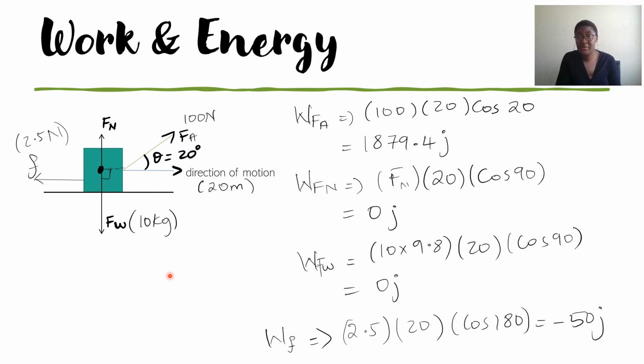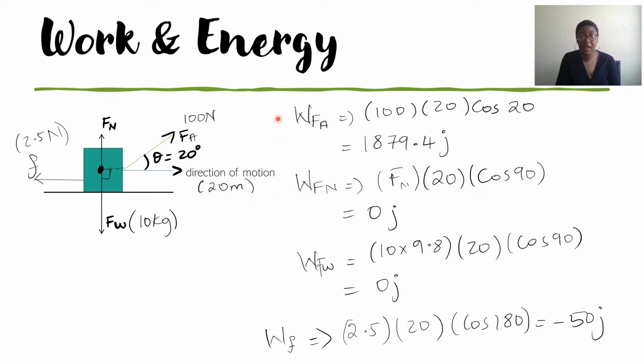Here is a very simple diagram that shows us the different types of forces that can act on a body. Okay, so you can have the weight acting on the body, the normal force acting on the body also, and then a force of friction, a possible force that can act on the body, and a force that is applied, so in this case a pulling force acting at an angle theta, which is 20 degrees. And let's assume, for instance, that this box now moves for 20 meters.